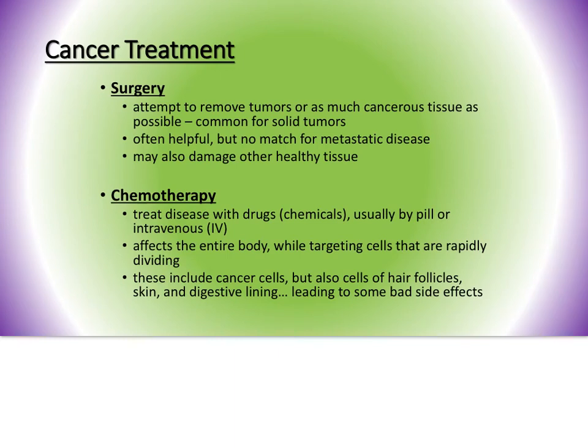Surgery can be really helpful, but it also is almost useless when you have metastasis. So if cancer has spread to other parts of your body, there's almost no reason to cut it out of one part. The other problem here is that you do surgery, you're going to damage some healthy tissue, right? You're going to have to cut through some things and whatnot in your way to get to that tumor.